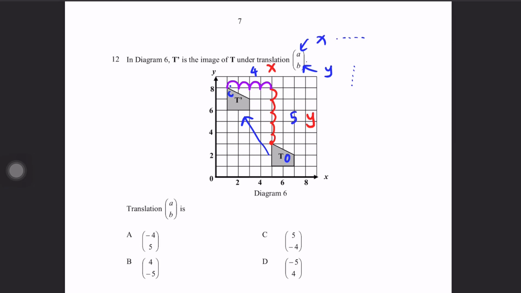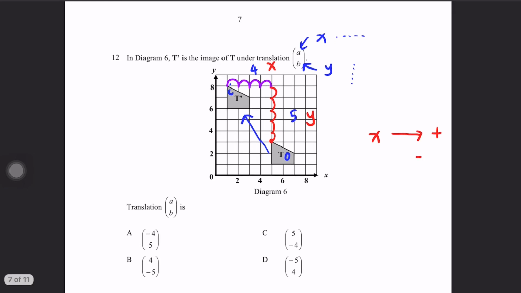Okay, ingat. Untuk X, kalau dia bergerak ke depan, dia akan positif. Kalau dia bergerak ke belakang, dia akan negatif. Kalau Y pula, kalau dia gerak ke atas, dia positif. Kalau dia gerak ke bawah, dia negatif. Okay, sekarang kita tengok ni.